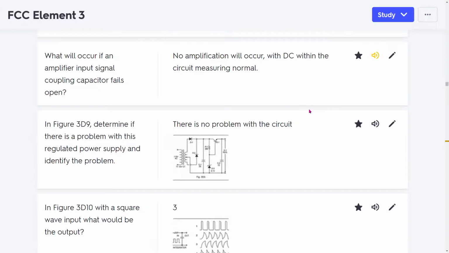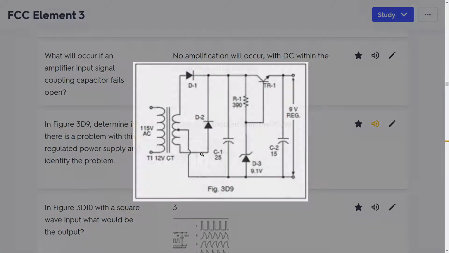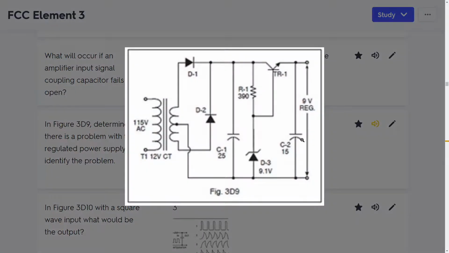What will occur if an amplifier input signal coupling capacitor fails open? No amplification will occur with DC within the circuit measuring normal. In Figure 3D9, determine if there is a problem with this regulated power supply and identify the problem. There is no problem with the circuit.